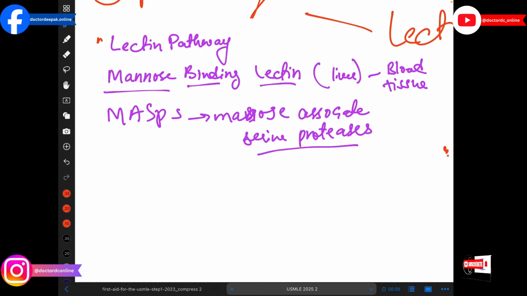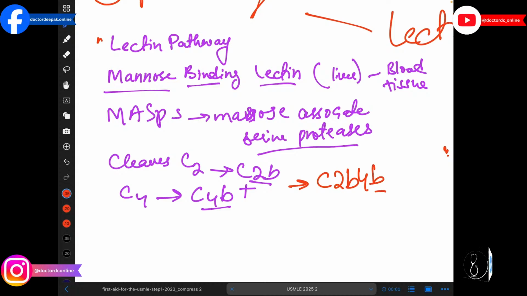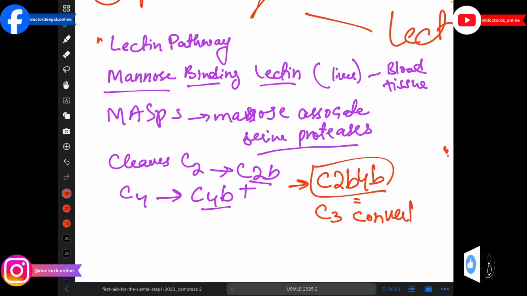Serine proteases will cleave C3 into C3b, C2 into C2b, and C4 into C4b, and then the C2b and C4b are joined together and make one enzyme. Already you know from the previous pathway, this is the C3 convertase.